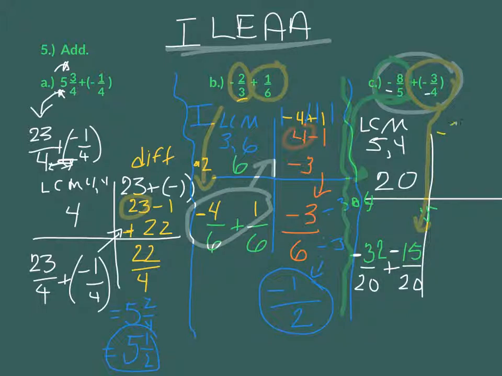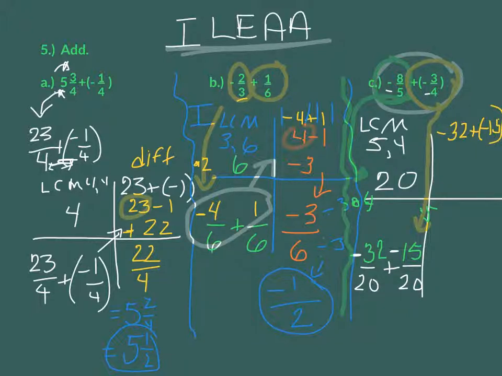I know I've got -32 plus -15. Now I did insert the parentheses in there. Remember, the parentheses only mean that we're separating the negative sign from the addition sign. I know that was confusing some of you. Hopefully it still is not.